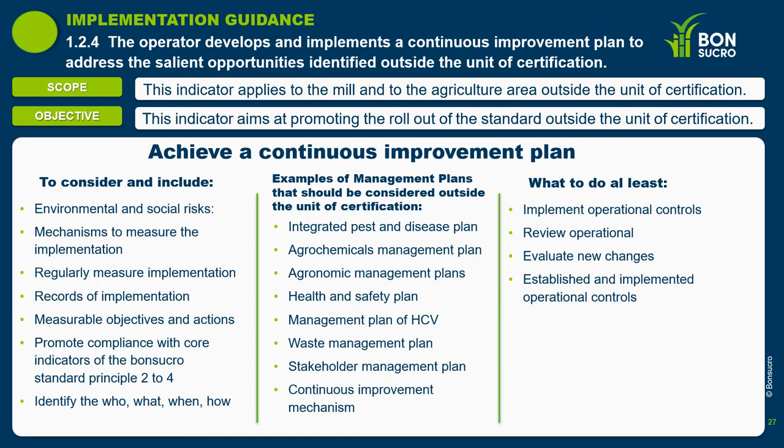From the point of view of implementation led from this identification on 1.2.3, this plan needs to be clear on the mechanism to measure the implementation based on social risk, who will make this engagement for the identification from principles 2 to 4, how they will do it, what they will do, and when they will do it. Of course, consider the integrated pest and disease plan, the agrochemicals management plan for the supply base, the agronomic management plans in the supply base, the health and safety plan, the management plan of HCVs outside the unit of certification, waste management plan, stakeholder management plan, and continuous improvement mechanism. So at least implement the operational controls, review operations, evaluate new challenges, and establish and implement operational controls. It's a plan to be clear that the risk identified will be managed and controlled in the medium and long term.